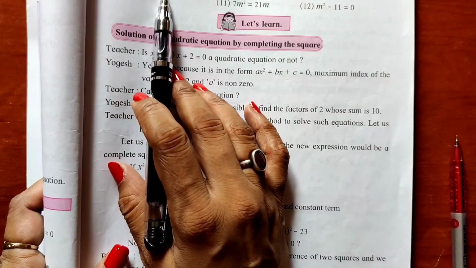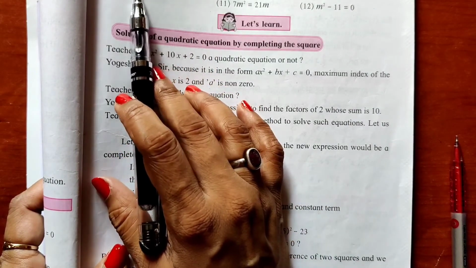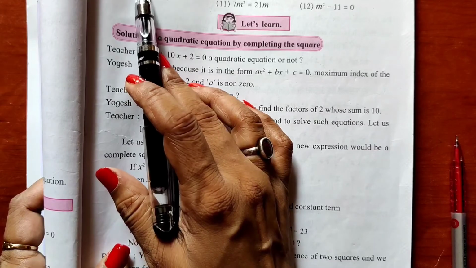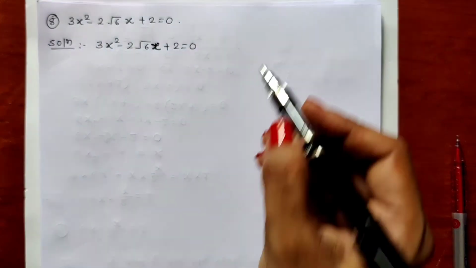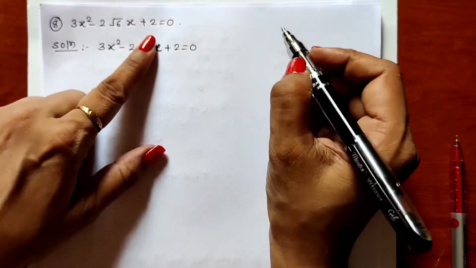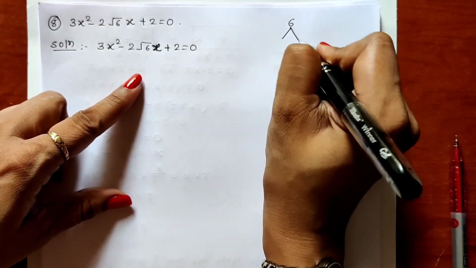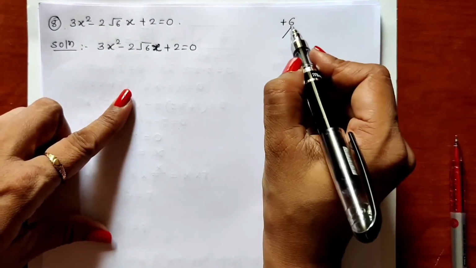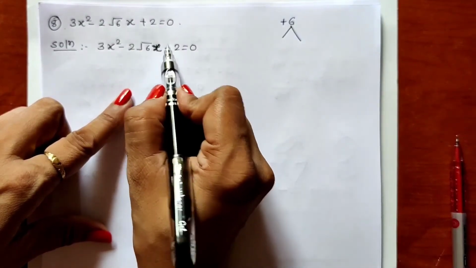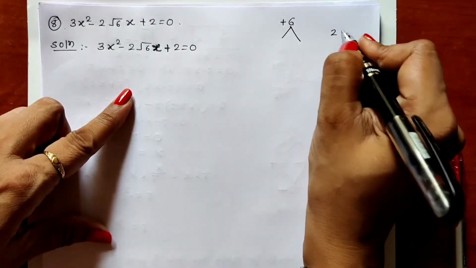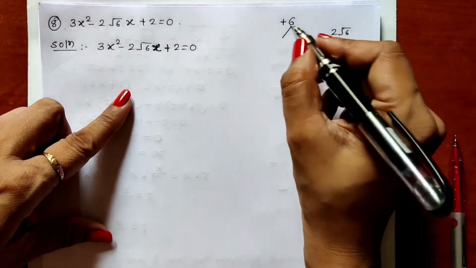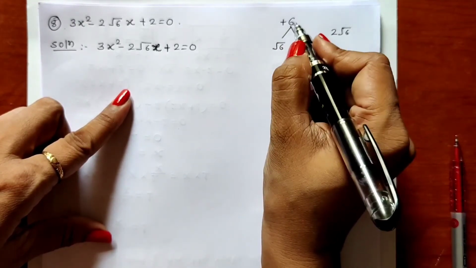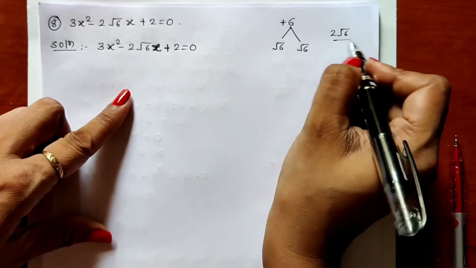The 8th sum is 3x square minus 2 root 6x plus 2 is equal to 0. The first term has a coefficient greater than 1, so we will have to find the factors of the product of the first term coefficient and the constant term. 3 2s are 6. So we will have to find two factors of 6, both with plus signs, whose addition should be the coefficient of the middle term, which is 2 root 6. So which can be the two factors? Two factors can be root 6 and root 6. We all know root 6 into root 6 is 6, and root 6 plus root 6 will be 2 root 6.